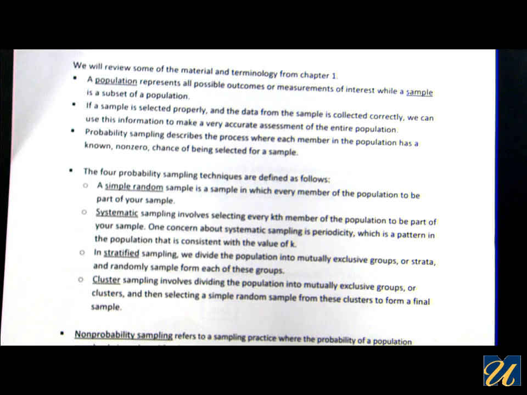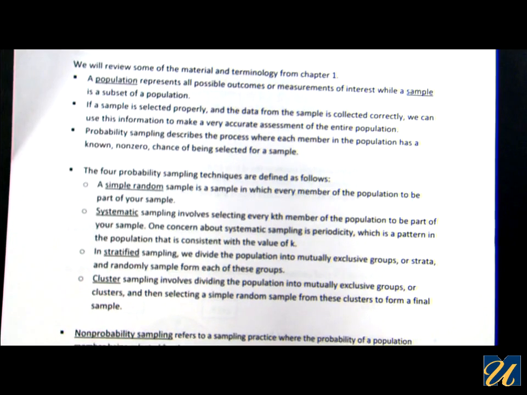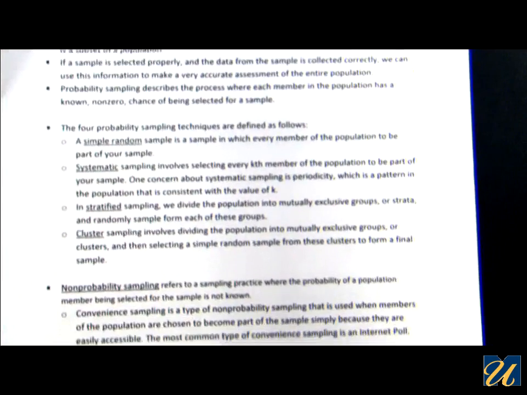If a sample is selected properly and the data from the sample is collected correctly, we can use this information to make a very accurate assessment of the entire population. Probability sampling describes the process in which each member of the population has a known non-zero chance of being selected for a sample. The 4 probability sampling techniques are defined as follows.